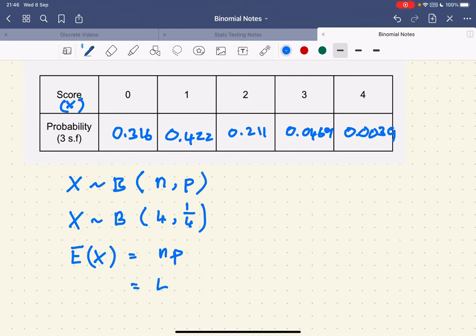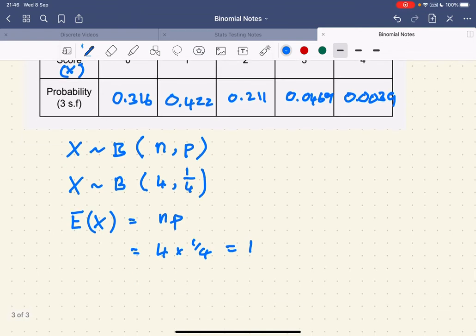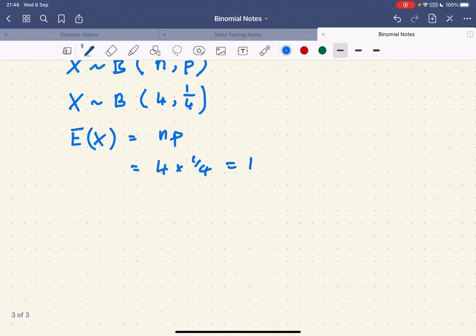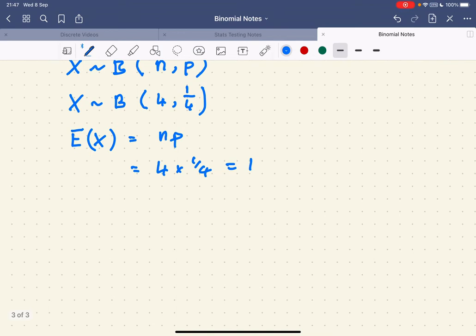So in this case, it's 4 times a quarter, which is 1. It's exactly what we would expect. We would expect to get 1 correct. So that's the EX, or the mean, but we also have the variance. Now this probably isn't needed at AI, but it might be needed if you're doing AA higher level.